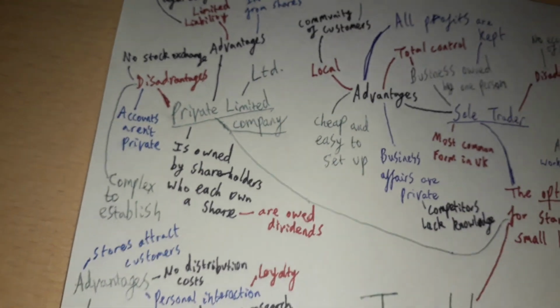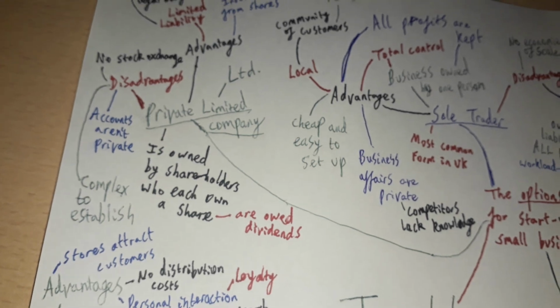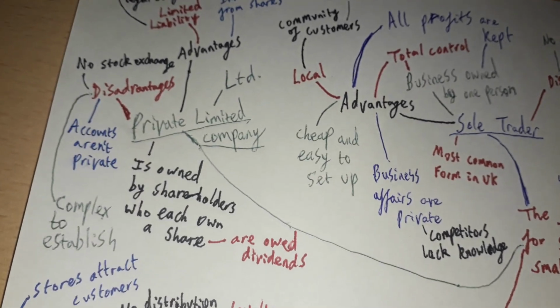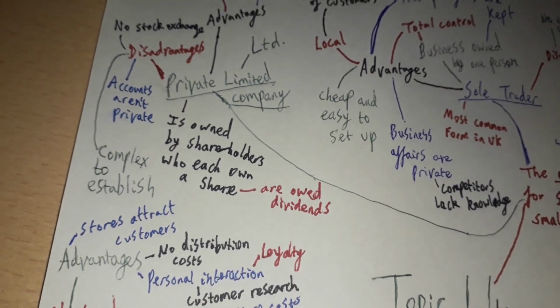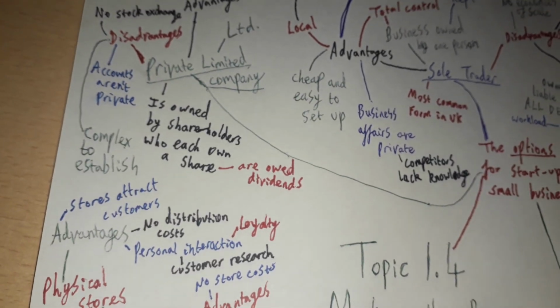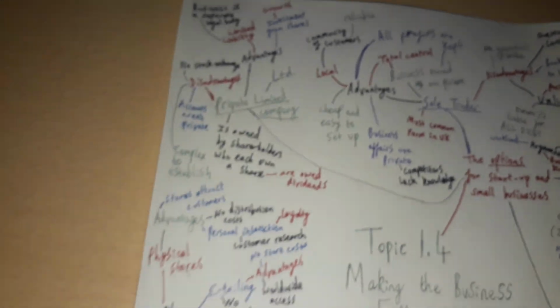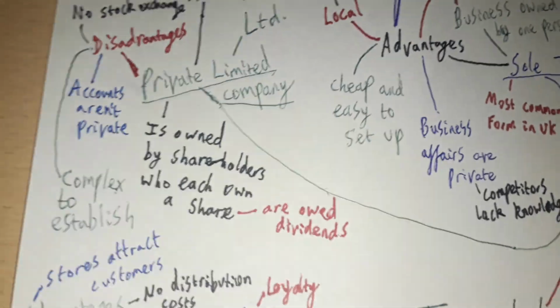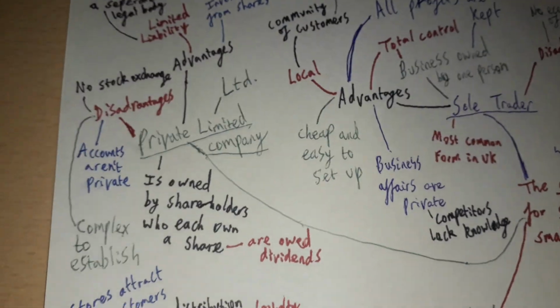Next, let's look at our next type of company. So this is a private limited company. A private limited company is basically owned by shareholders who each own a share, and they'll all be owed dividends after a certain amount of time. So they are all paid depending on how much they put in, how much of a share they have.